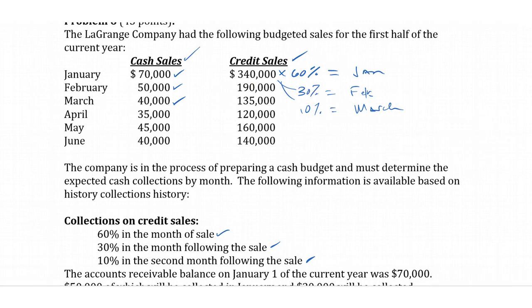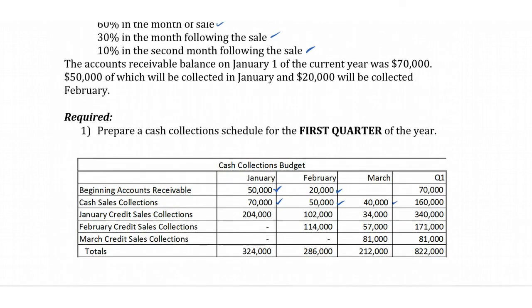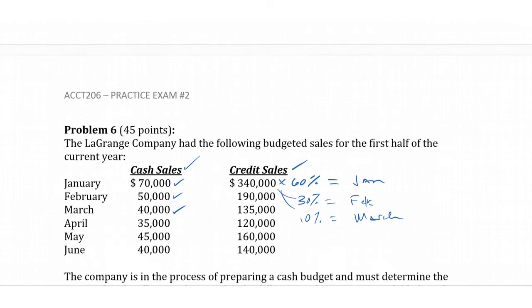And so the $340,000 is collected 60% in January, 30% in February, 10% in March. Because all of that falls within the first quarter, we can check that our number is right. It's $340,000. Okay, and obviously in January, I don't collect any of my February credit sales or any of my March credit sales, because those months haven't happened yet in January. So in February, the only thing remaining to collect is the 60% of the February sale.